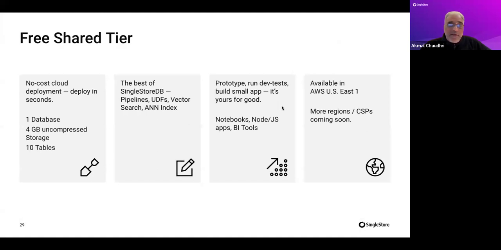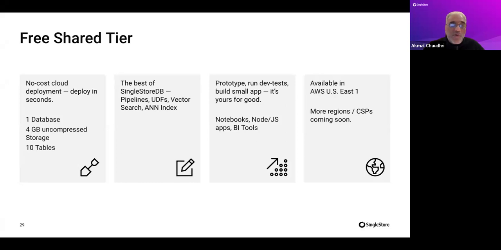Let's take a look at the free shared tier first of all, and then I'll show you a couple of the tools that you can utilize. As Vijay mentioned, this is something new for us. We introduced it not so long ago, and it's a great way to get started with the technology. I'll show you a little more about this in just a moment.